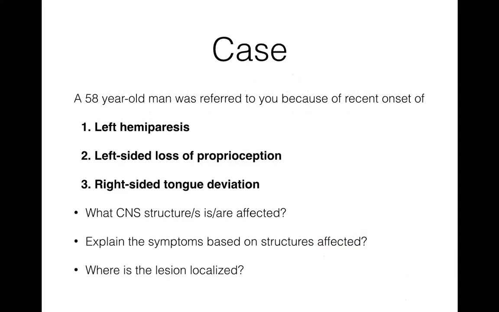Let's start our discussion first with a short case. A 58-year-old man was referred to you because of recent onset of left hemiparesis, left-sided loss of proprioception, and right-sided tongue deviation. Our first question is, what are the CNS structures that are affected in this case? Number two, explain the symptoms based on the structures that are affected. And number three, where is the lesion localized?